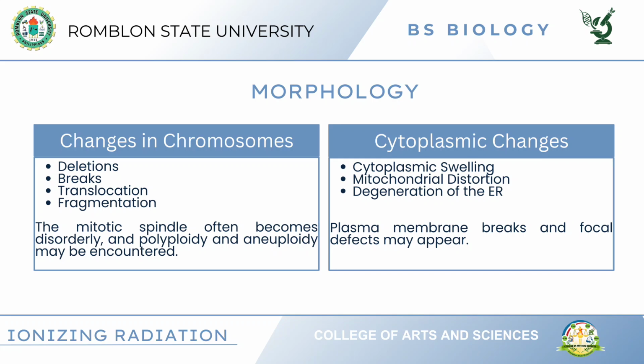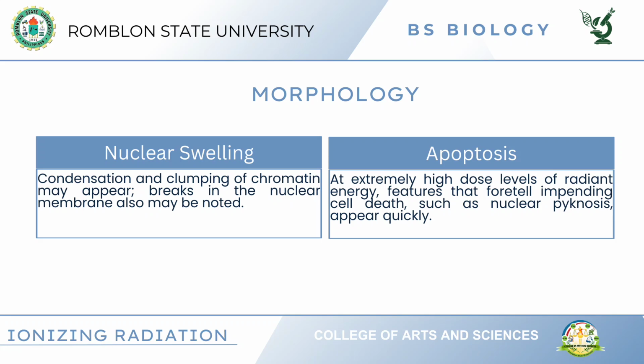And lastly, the degeneration of the ER. So we all know that ER helps in protein and lipid production. So if it is damaged, of course, it disrupts those processes. And plasma membrane breaks and focal defects may appear. So yung plasma membrane, it is the cell's outer layer. So the effect of radiation sa plasma membrane, of course, it can cause the plasma membrane to develop tears or weak spots. Those tears and weak spots compromise the cell's ability to control what goes in and out.